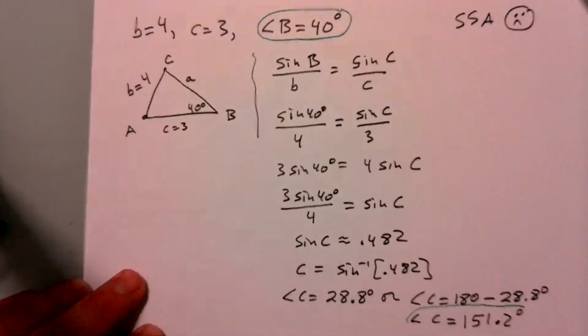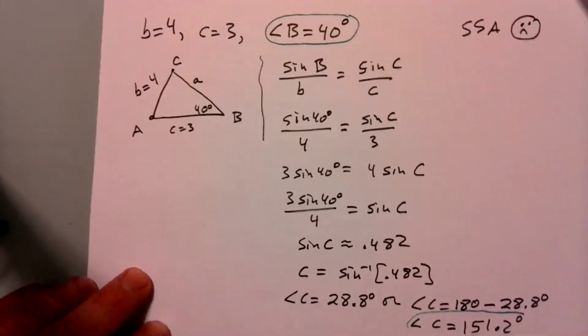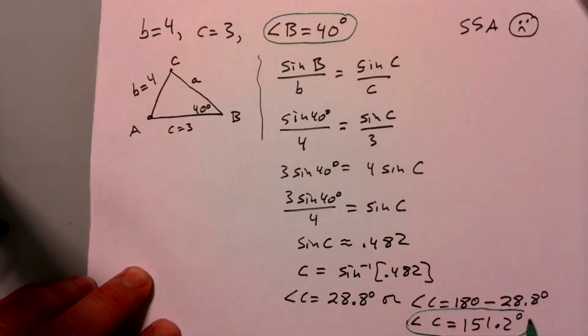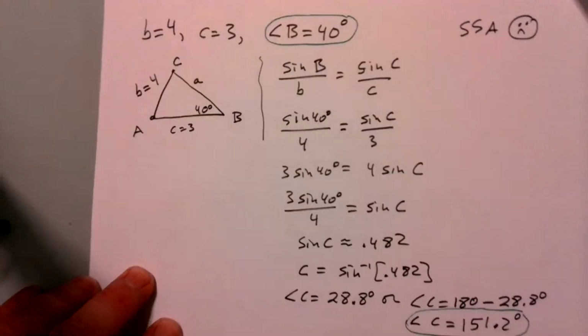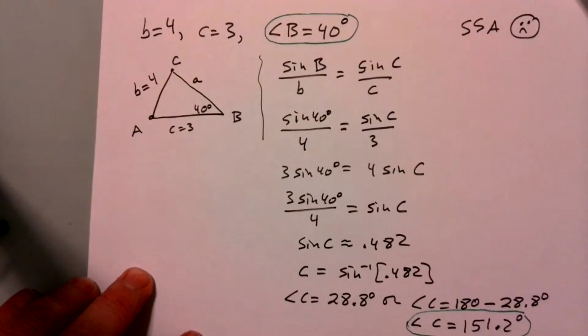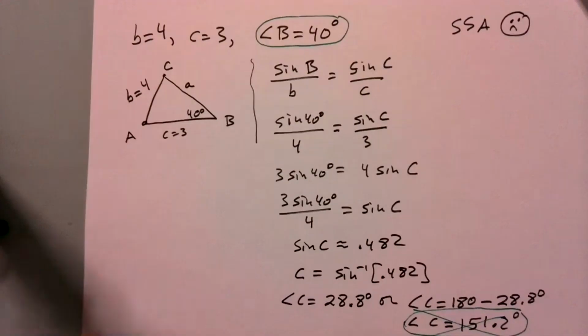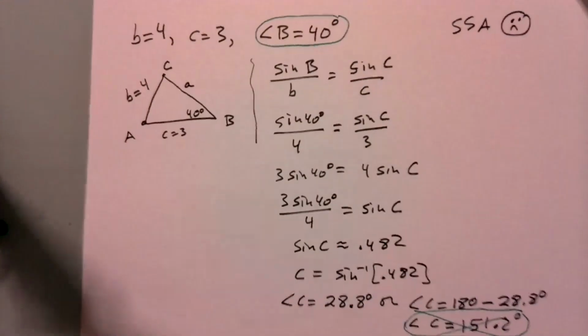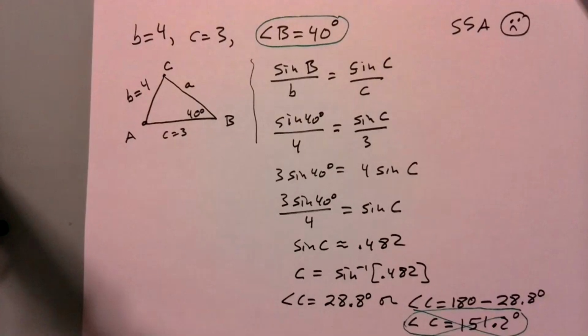If I have B is 40 degrees and C is 151.2, we're over 180, and that's no good. So we don't need to worry about that. So let's put all this together to try to solve the problem now.